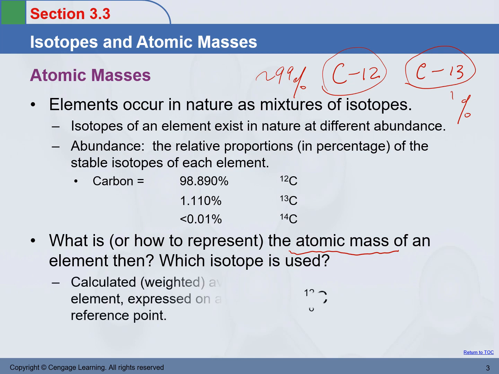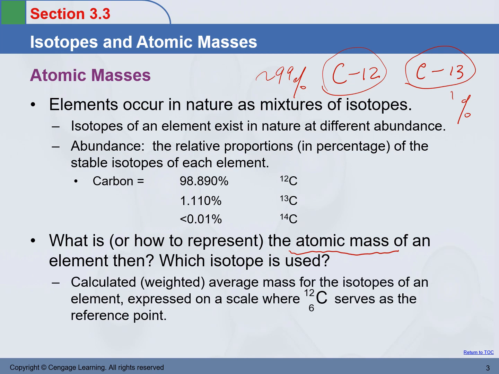Well, this is how we do it. We do not use either one of them. We use the average mass of the isotopes. Makes sense. However, this average is not a simple average. It's called a calculated weighted average. What does that mean? Well, we're going to talk about that later. But overall, the concept is you cannot take one individual isotope to represent the mass of an element. You have to make sure you average all the atoms of all the isotopes.